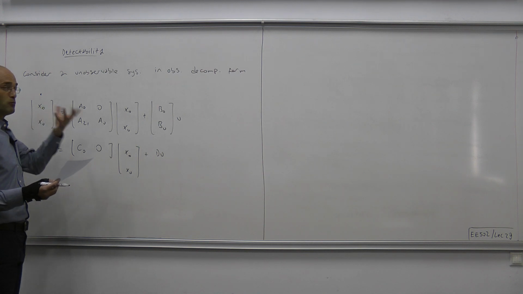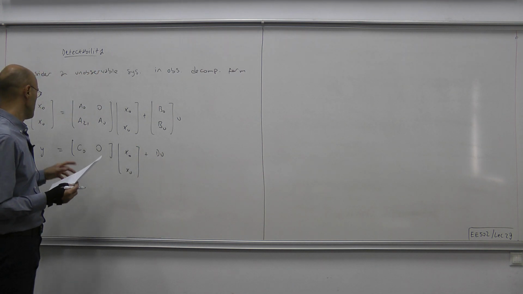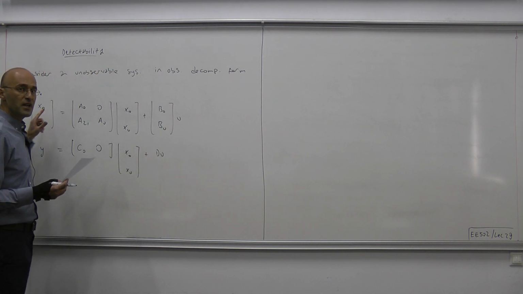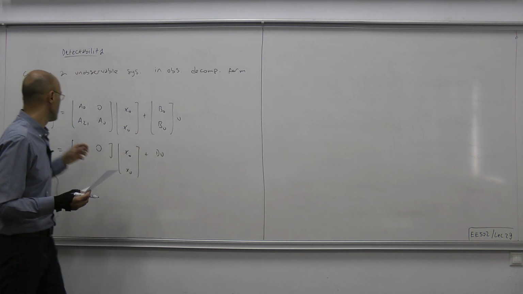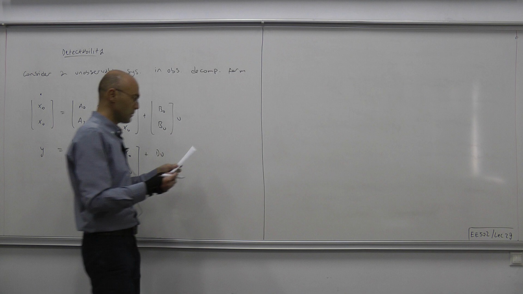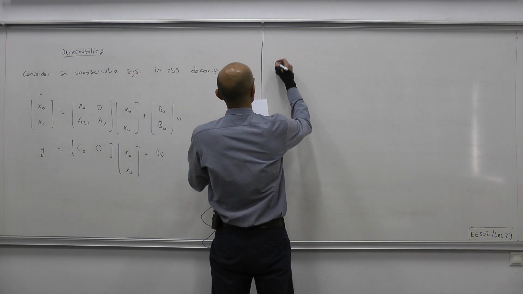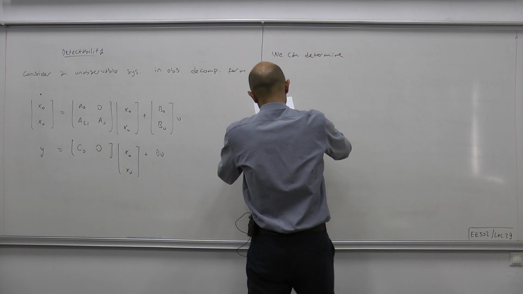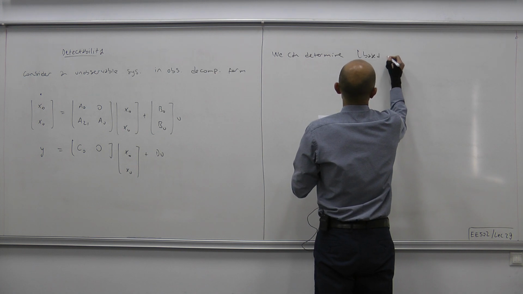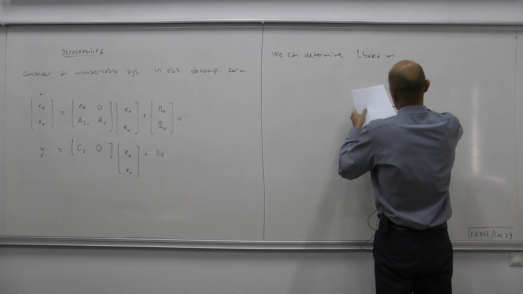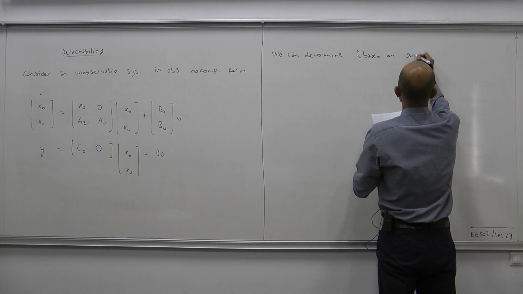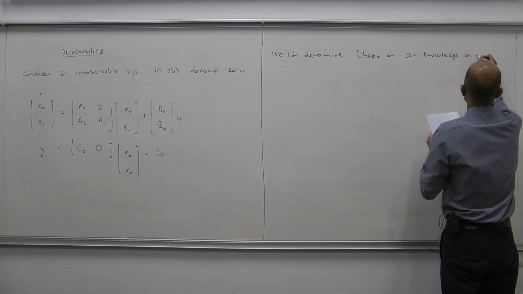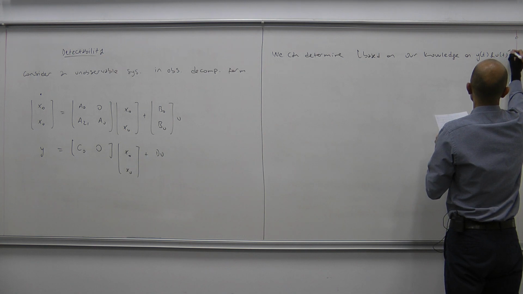Okay. Now, we know that by definition of observability, if we know the output and the input, we can determine the evolution of the observable part of the state, namely xo of t. Okay, so let's put that down. We can determine it based on our knowledge of y of t and u of t.